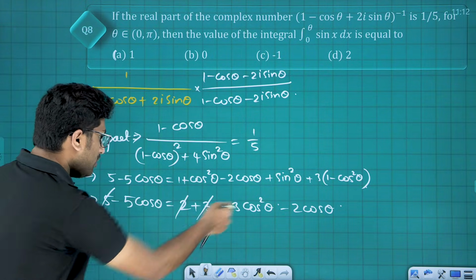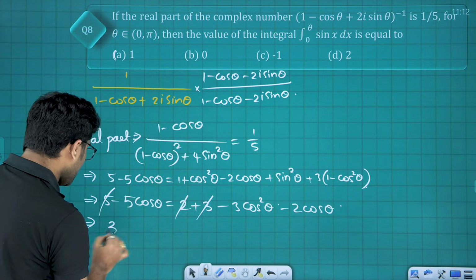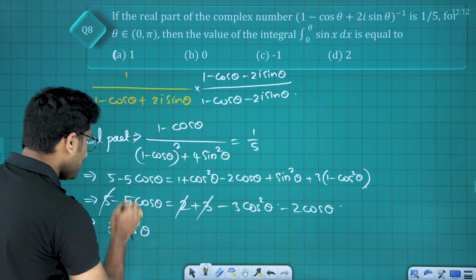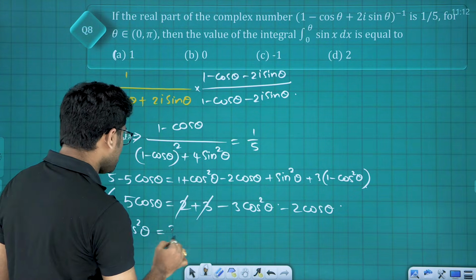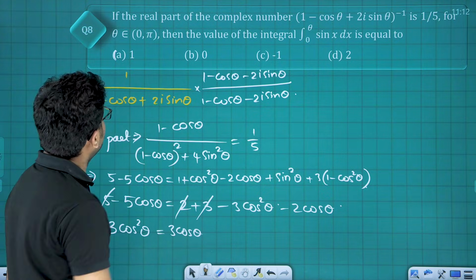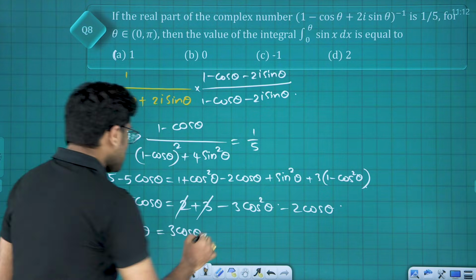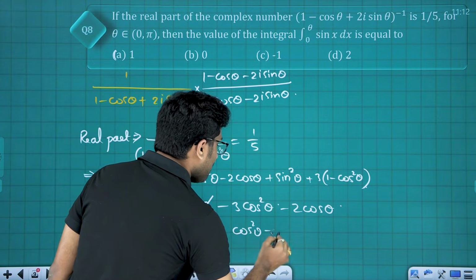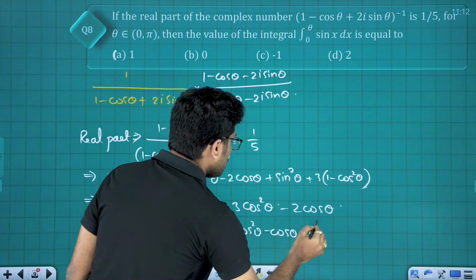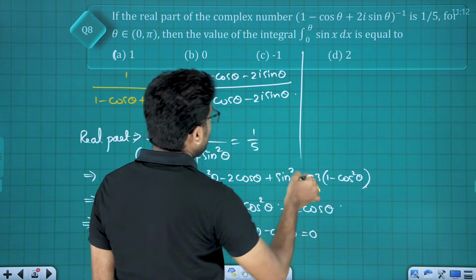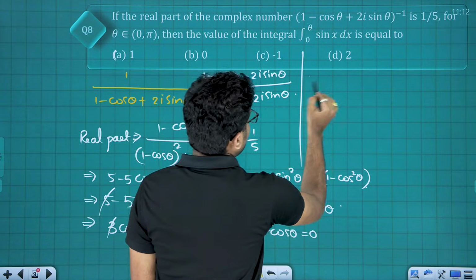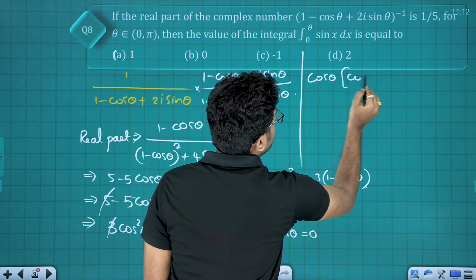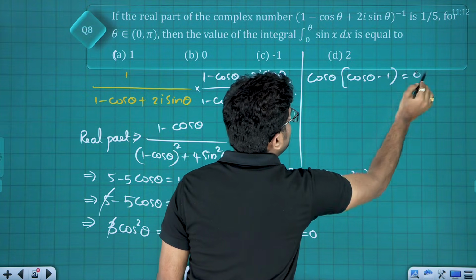Now what did we get? Minus 3 cos square theta, we'll take it to the other side, giving 3 cos square theta. 5 cos theta, you take it to the other side, we get 3 cos theta. So that becomes clearly, 3 cancels. Cos square theta minus cos theta is equal to 0. So what can we do? Cos theta into cos theta minus 1 is equal to 0.